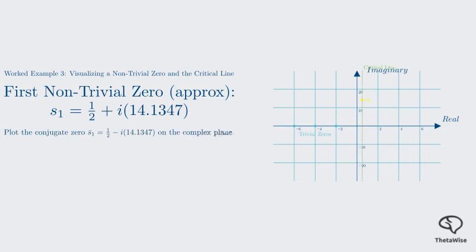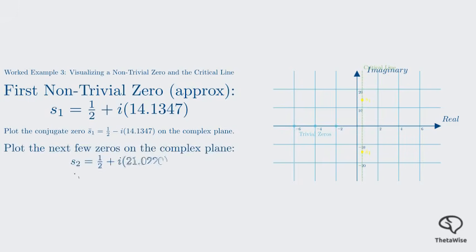Because the zeta function is symmetric with respect to the real axis, if S1 is a 0, then its complex conjugate, S1 bar, must also be a 0. So we also have a 0 at 1/2 minus 14.1347i, also on the critical line.